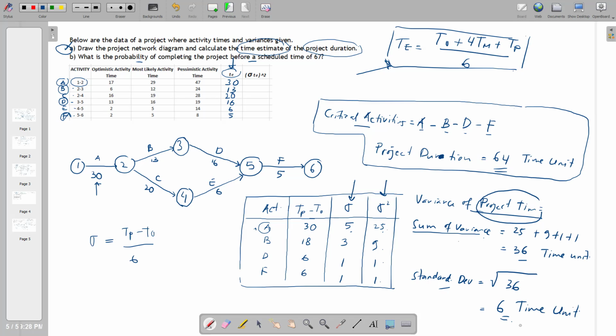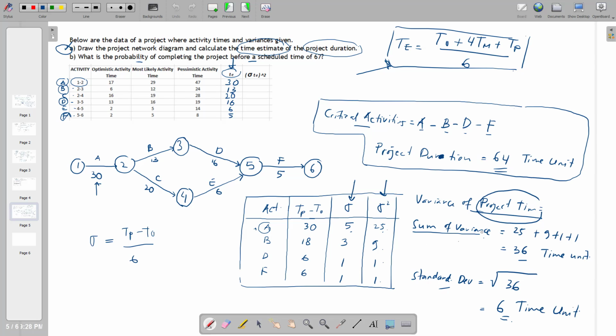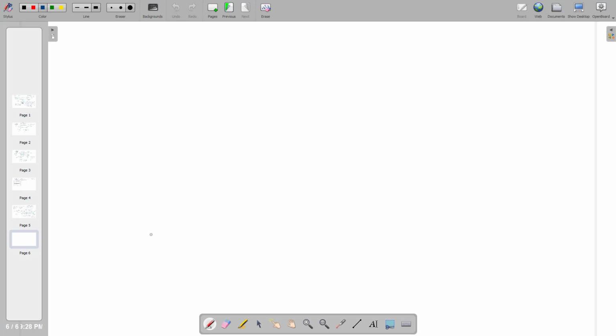Okay, right. So after that, oh, I forgot to give you one more formula. Now we already know that the sum of variance, the variance of the project time, is actually 36 time unit, and then the standard deviation is actually 6 time unit. Okay, back to the question.